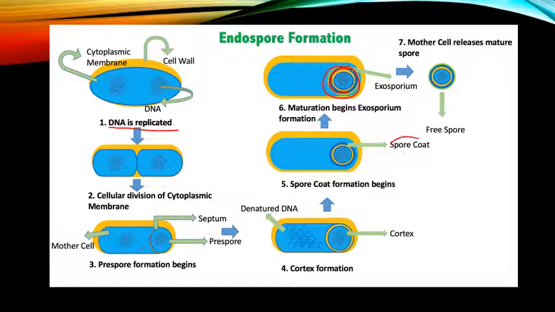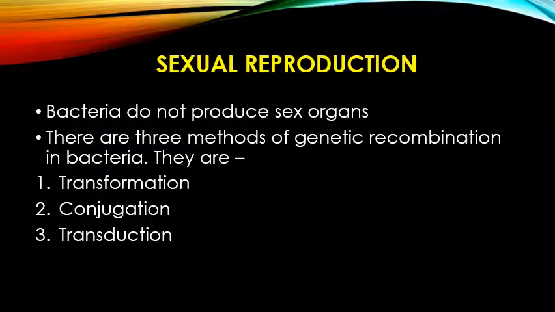So this spore coat, the mother releases this spore, and they mature, and when favorable conditions return, they again convert to the bacterial cell. This is one way. Coming to sexual reproduction, bacteria actually do not produce any sex organ.